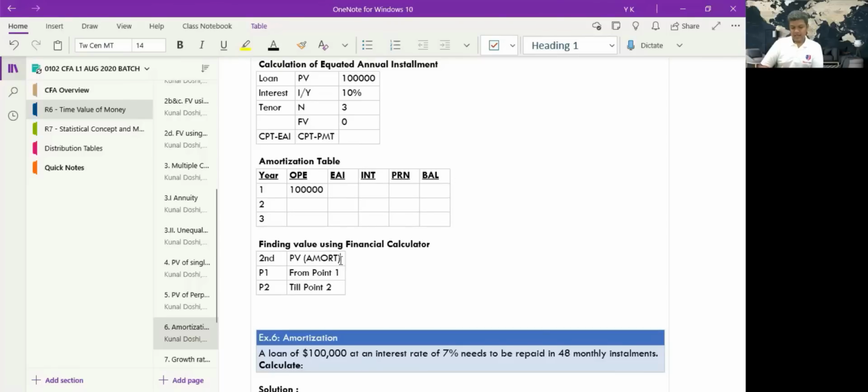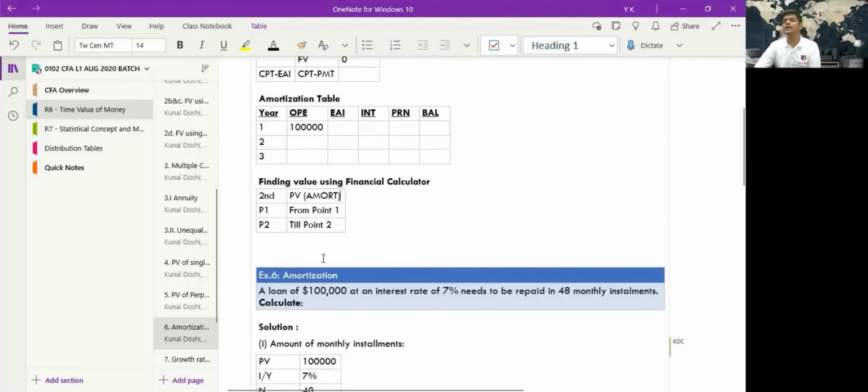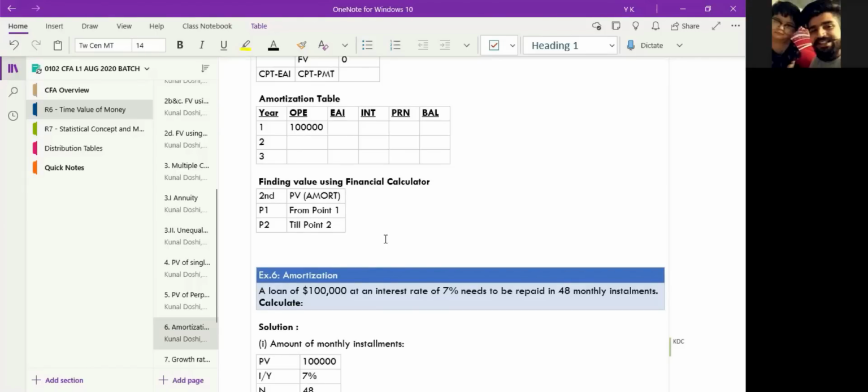Yes. So there is a loan of 100,000 with an interest rate of 7%, which needs to be repaid in 48 monthly installments. So 100,000 loan, 7% interest and 48 installments. What is the first thing you'll find out for me, guys? PMT. Can you just find out, guys? Take your time and let me know what is the PMT.